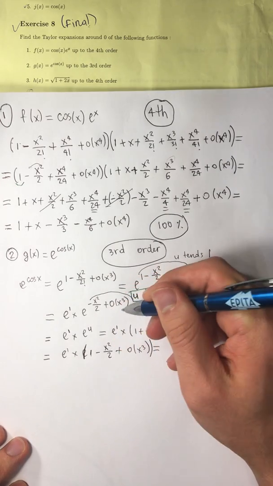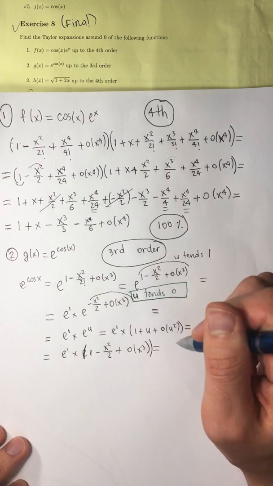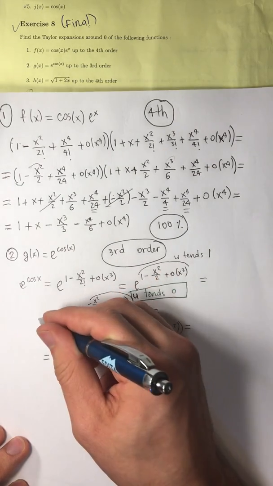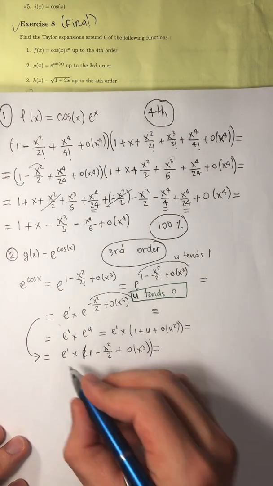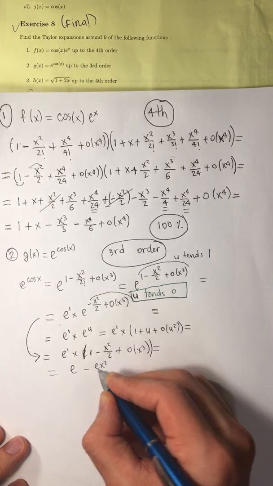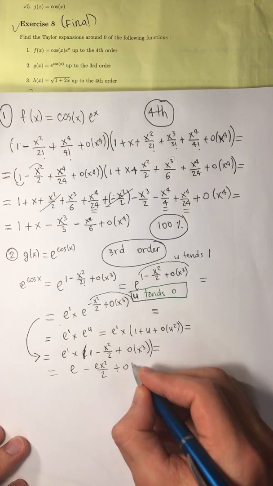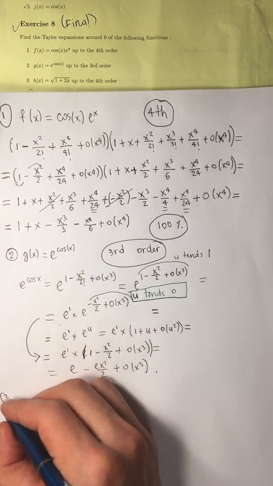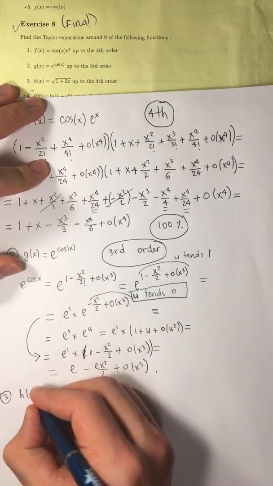Like I wrote u in order to explain to you, but you can write here, and from here you can just go to this line in the final. And if you multiply by e, it's going to be e minus e x squared divided by 2, and then e times o(x cubed) is equal to o(x cubed). So this is your final answer. And now let's solve number 3. By solving a few examples, you will understand.